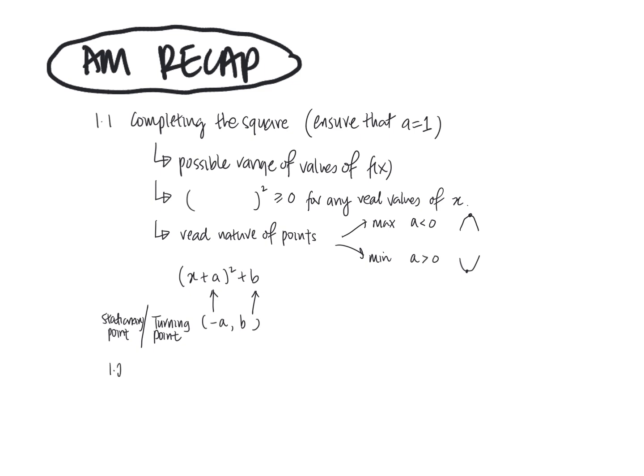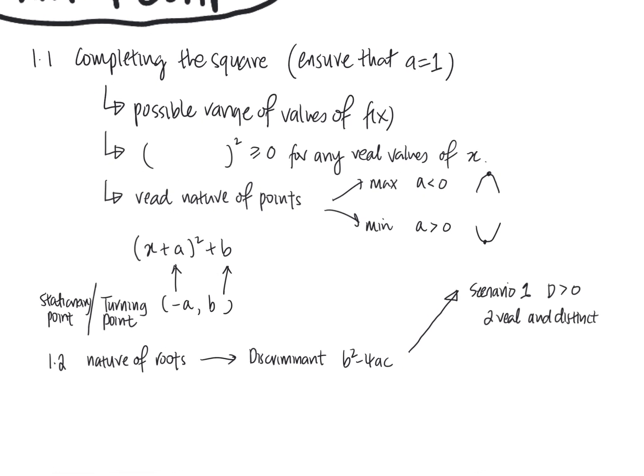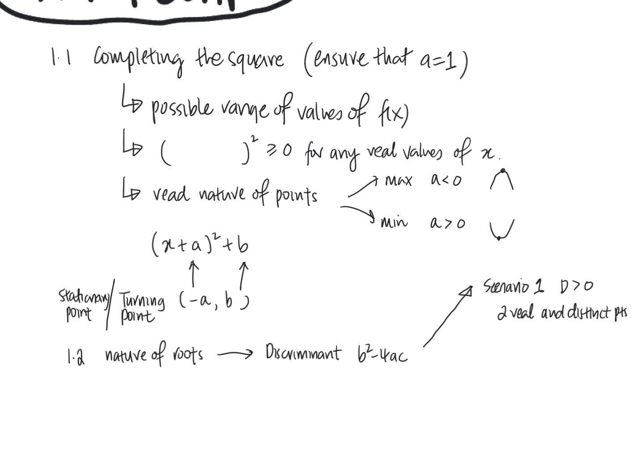Then 1.2, we learn briefly about nature of roots through discriminant, which is your b squared minus 4ac. So we learned that there are 4 scenarios. Scenario 1: discriminant greater than 0 means there are 2 real and distinct roots.